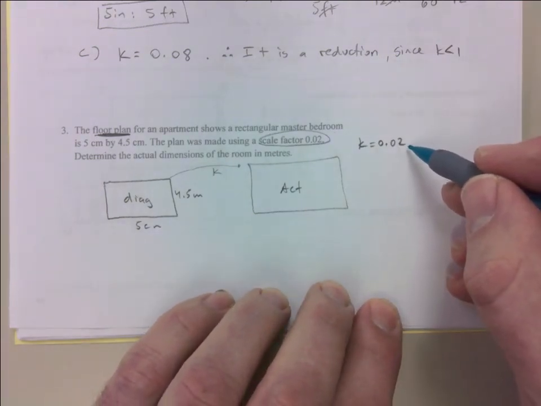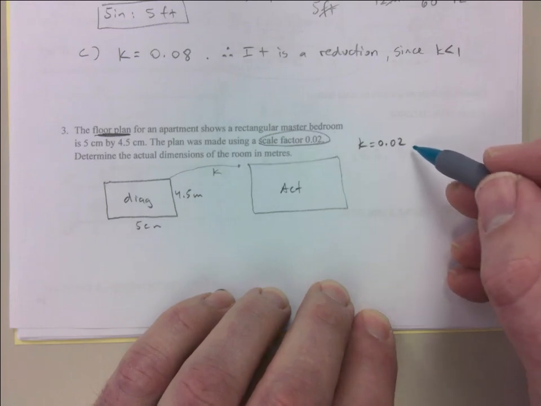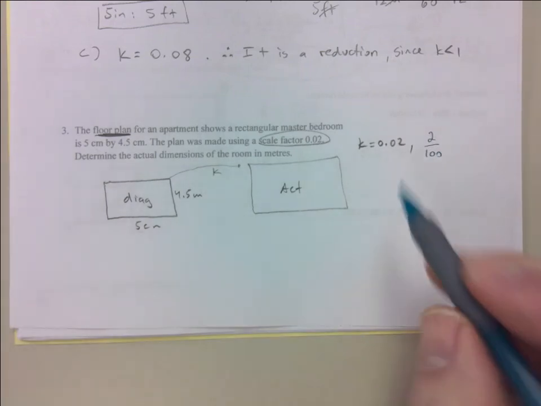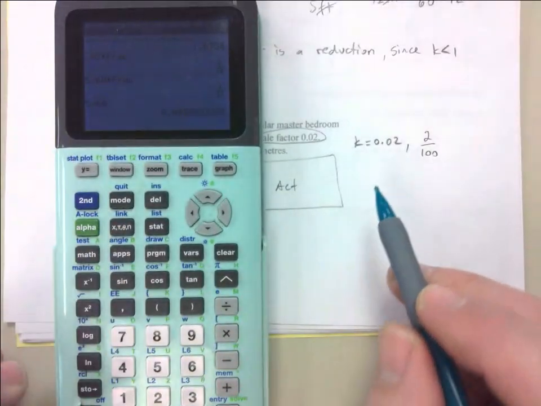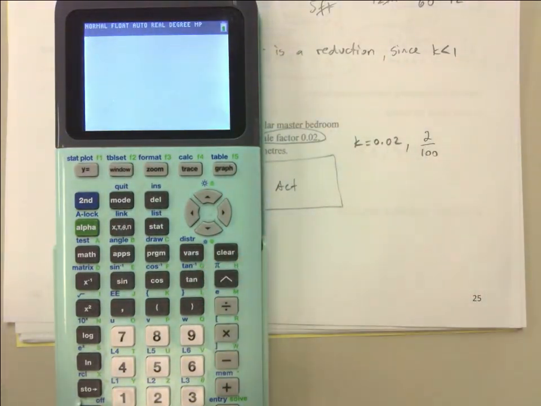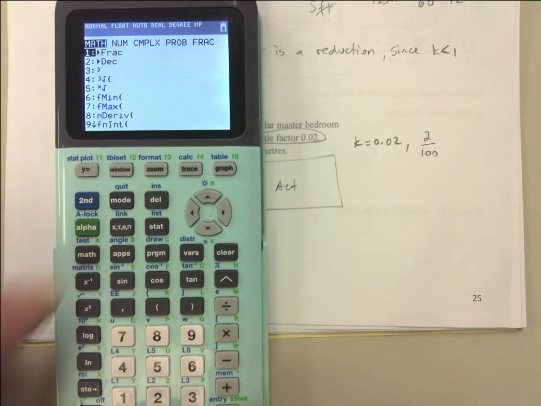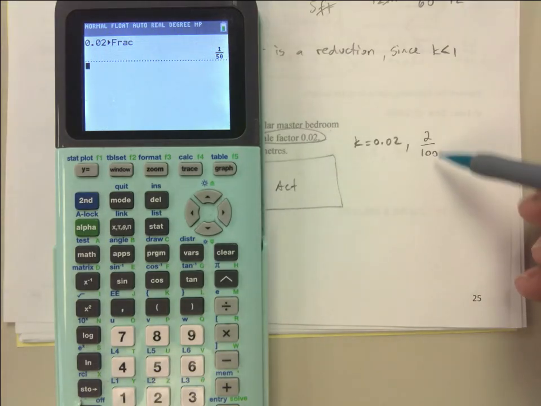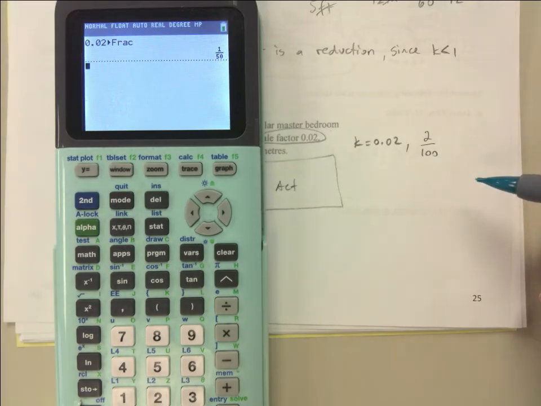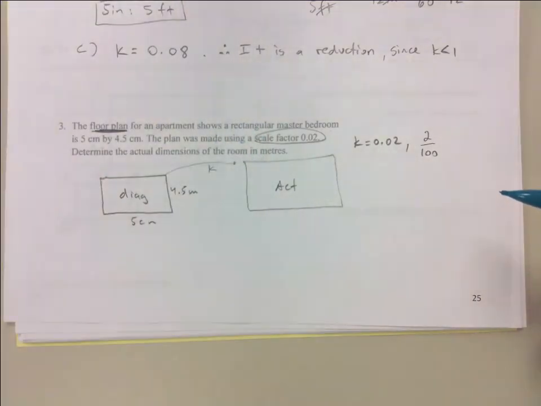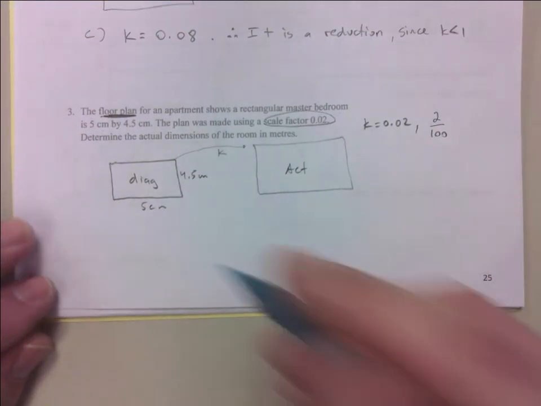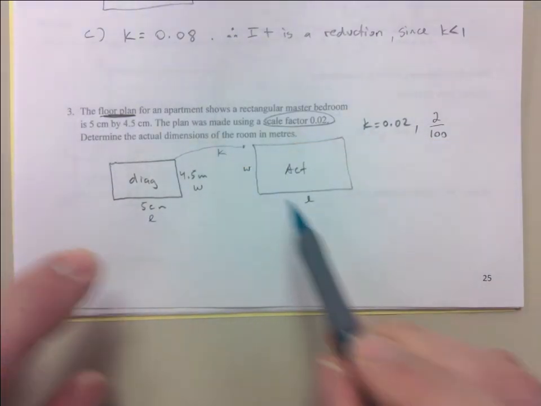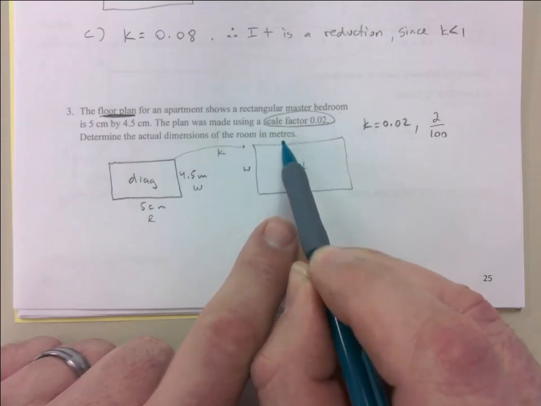Do you know how to state that as a fraction? That'd be 2 over 100. But you can leave it as 0.02. There's nothing wrong with it. Again, calculator is going to help you. Watch this. 0.02 math fraction. It's the equivalent of 1 over 50, right? 2 over 100 is the same thing as 1 over 50. So there's a length and there's a width. They want both of these dimensions in meters.